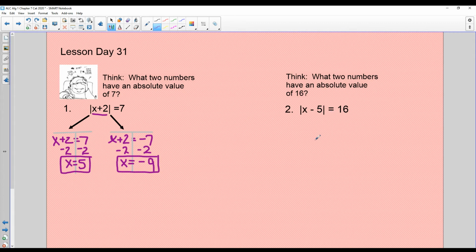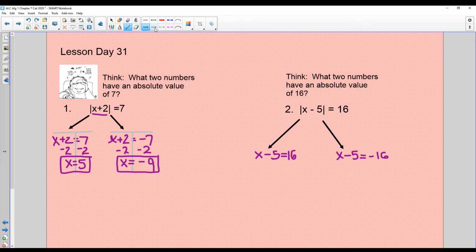Here's the second one. What two numbers have an absolute value of 16 is what you're asking yourself. So we're going to crack that open to two different answers. So what two numbers have an absolute value of 16? The correct answer is 16 and -16. So we're going to set that up. X minus 5 equals 16. And we're going to do x minus 5 equals -16, because there are two numbers that have an absolute value of 16. There you go. And then you're going to solve those with t-charts.